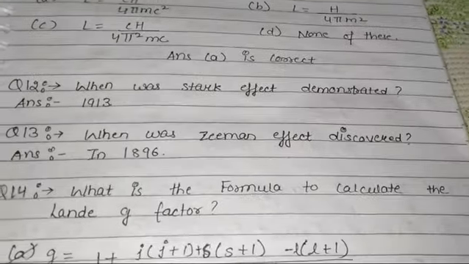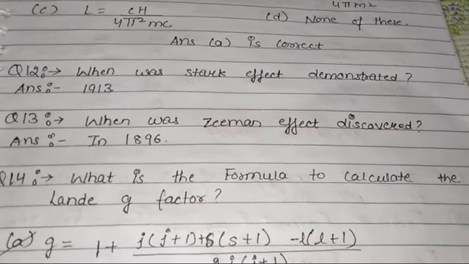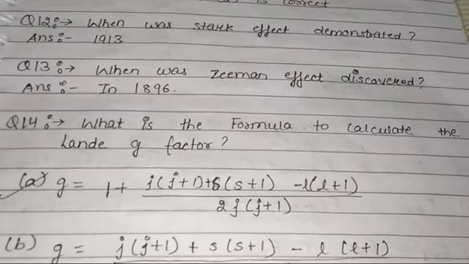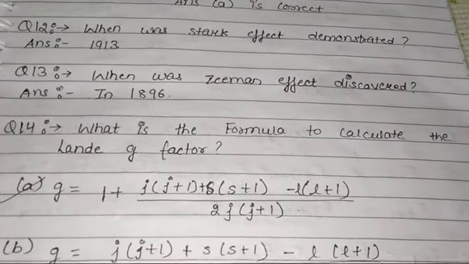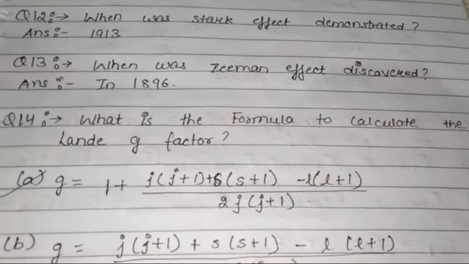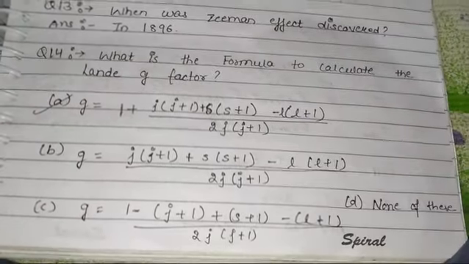Okay friends, next question is question 12. When was Stark effect demonstrated? The answer is in 1913. Next is question 13: when was Zeeman effect discovered? That answer is in 1896.